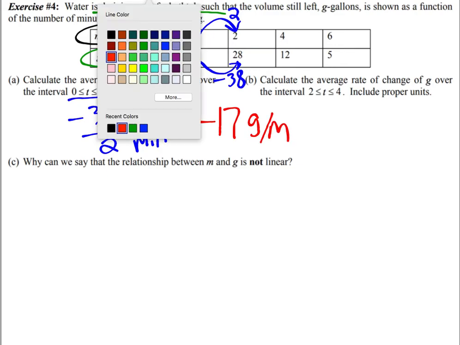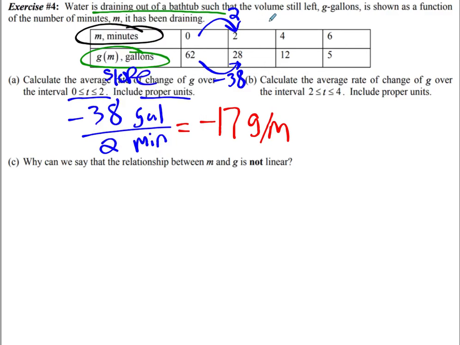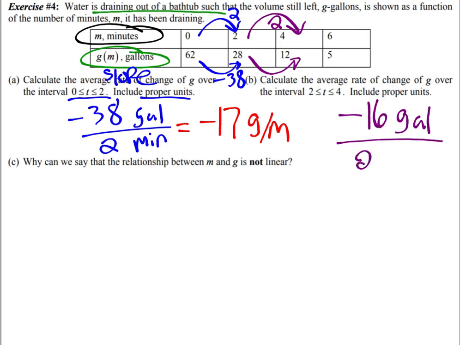All right, let's swap this over and take a look at 2 to 4. Still a 2-minute interval, but it went from 28 down to 12. So now we lost 16 gallons in 2 minutes, and that's going to be losing 8 gallons per minute.